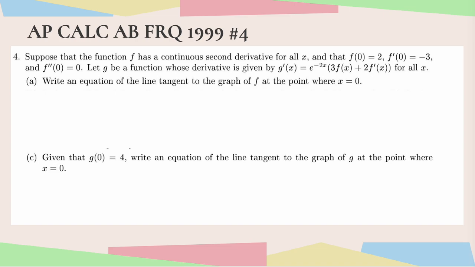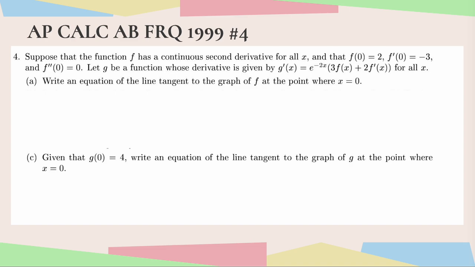So this question says, suppose that the function f has a continuous second derivative for all x, and that f of 0 equals 2, f prime of 0 equals negative 3, and f double prime of 0 equals 0. Let g be a function whose derivative is given by g prime of x equals e to the negative 2x times 3 times f of x plus 2 times f prime of x for all x.